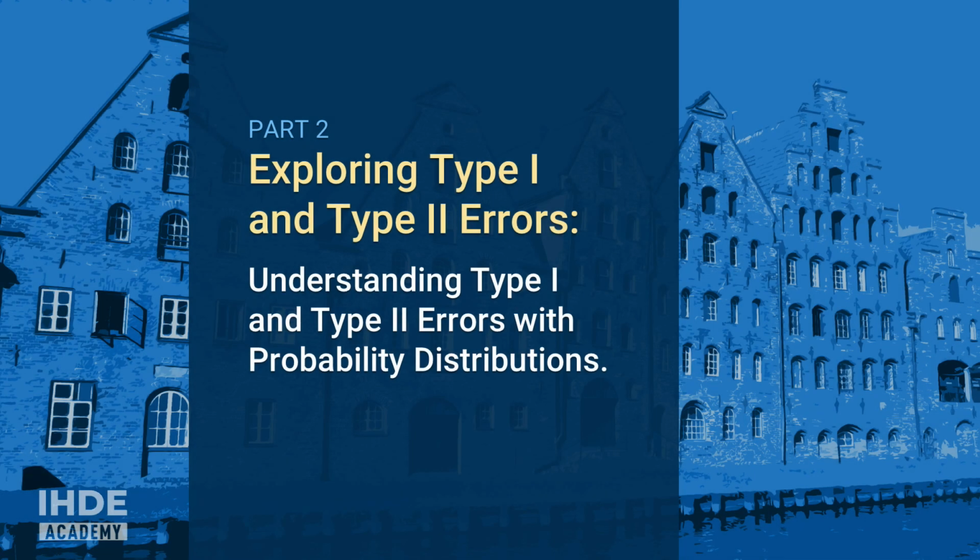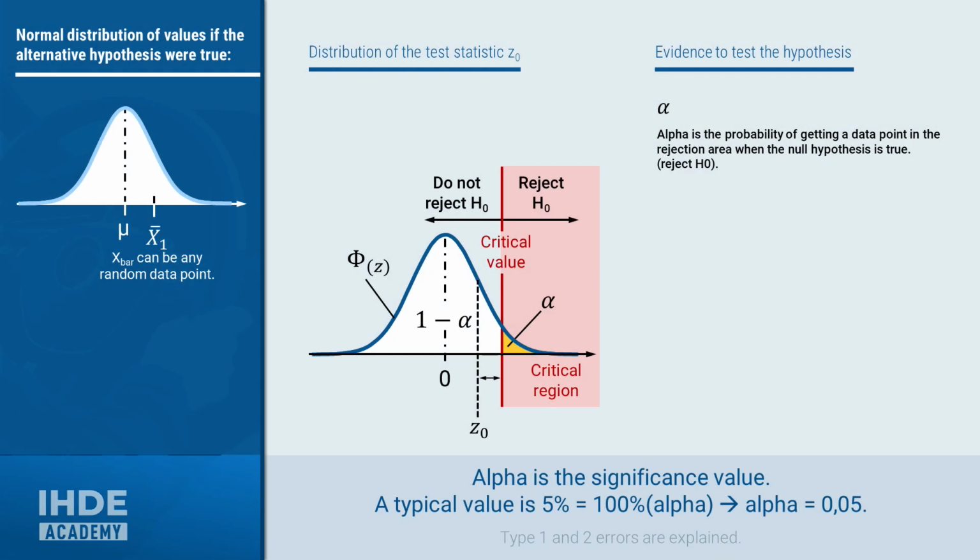This chapter explains type 1 and type 2 errors using probability distributions. When testing hypotheses, we first assume that the null hypothesis is true. Innocent until proven guilty was the basic assumption from the first chapter. The distribution of values is represented by an appropriate distribution. The significance level alpha then indicates the probability that a true null hypothesis will be rejected. A typical value for alpha is 5%.